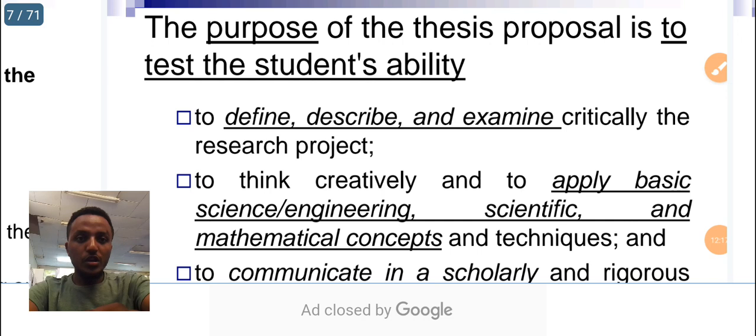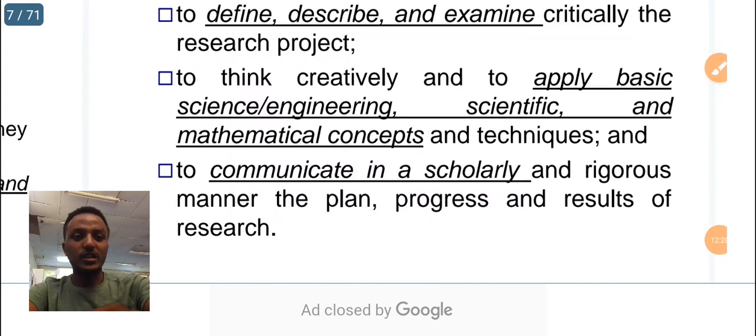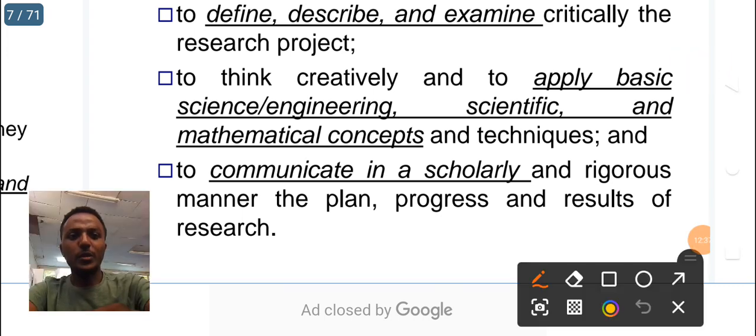proposals to define, describe, and examine critically the research project, to think creatively and to apply basic science and engineering, scientific and mathematical concepts and techniques, and to communicate in a scholarly and rigorous manner the plan, progress, and result of research. Here the basic thing is to communicate scholarly.